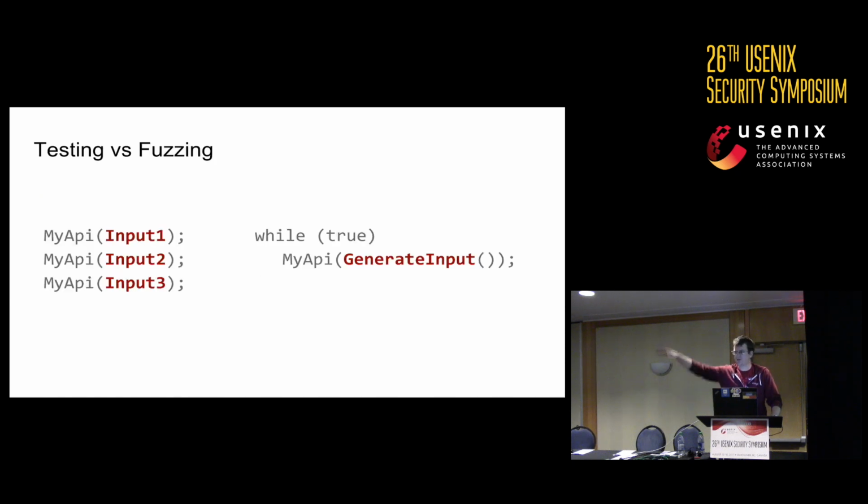So first of all, how many of you know what fuzzing is? Raise your hands, please. Yeah, this is a security conference. For those who don't know, if you test your application, you essentially pass a fixed number of fixed inputs to your API. If you fuzz your code, you have an infinite loop where you generate somehow inputs for your API and feed these inputs into your API.